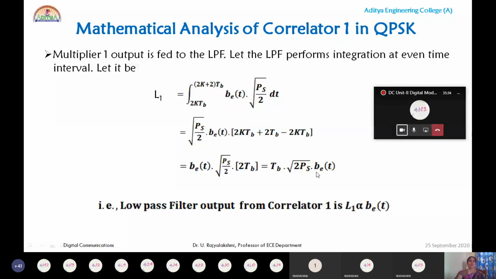So finally, what is the output of the low pass filter which performs integration for even intervals? It is proportional to b of t. Now, similarly, let us calculate the analysis part of correlator 2 in QPSK. Please remember this value: L1 is equal to TB into root 2ps into b of t.